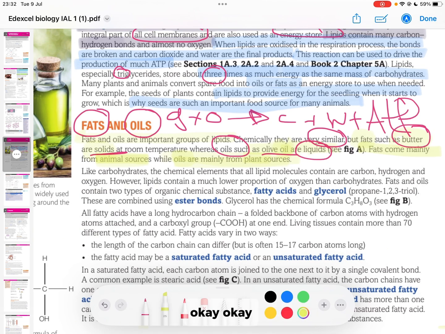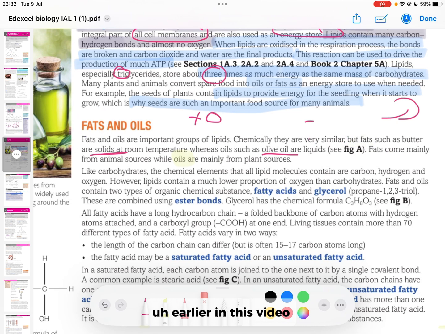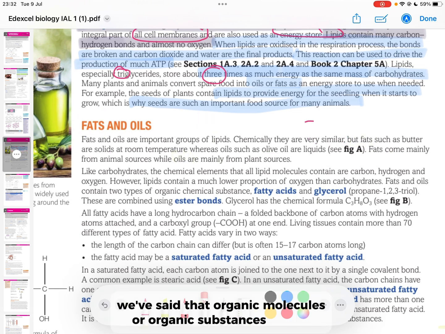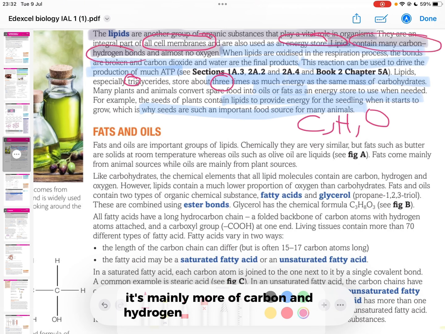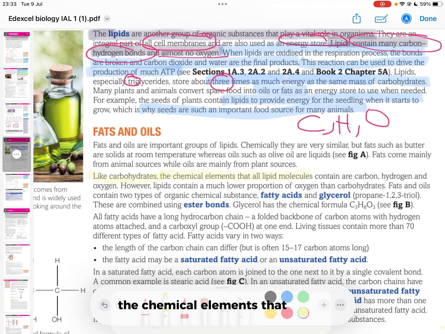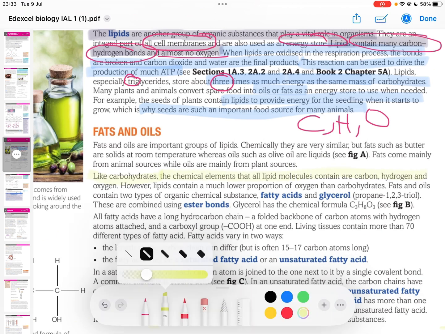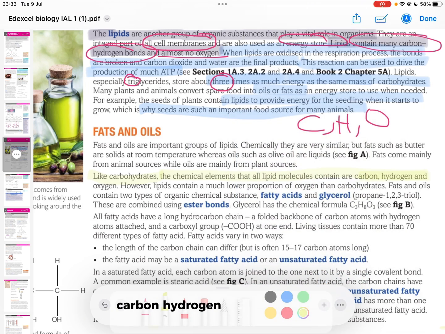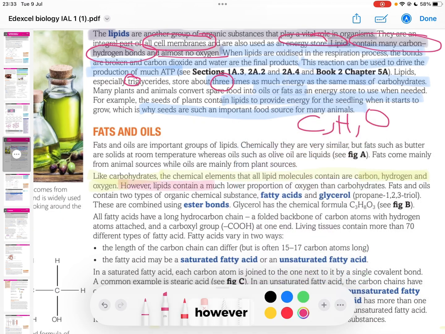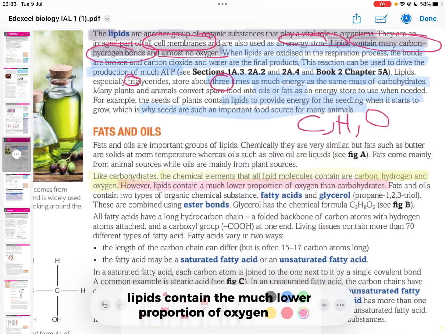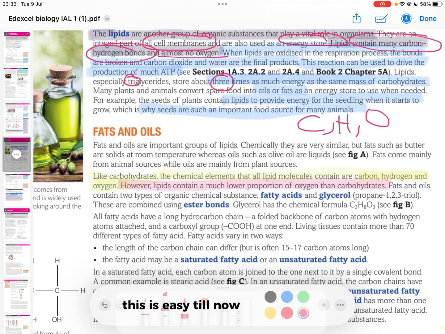Earlier in this video, we've said that organic molecules, or organic substances, organic compounds, mainly come from carbon, hydrogen, and oxygen. And in this one, it's mainly more carbon and hydrogen bonds and almost no oxygen, right? So, like carbohydrates, the chemical elements that all lipid molecules contain are carbon, hydrogen, and oxygen. However, lipids contain a much lower proportion of oxygen than carbohydrates. This is easy till now.